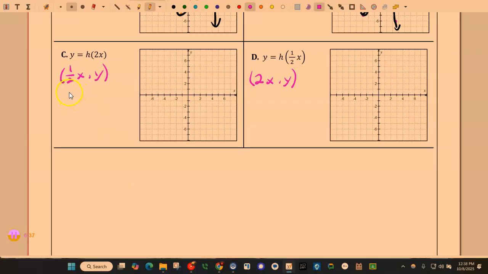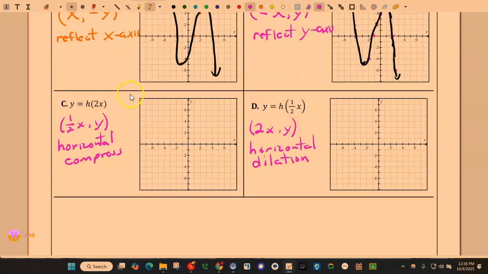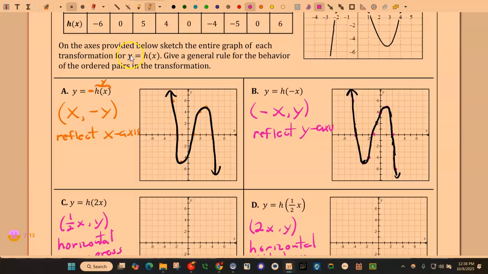So this is known as a compression. This is called a horizontal reflection, compression. While this is a horizontal, and when it gets bigger, it's called a dilation. Notice how it's not dilation, but just dilation. Okay. So we can use our table up here if we need to. It's probably a good idea.